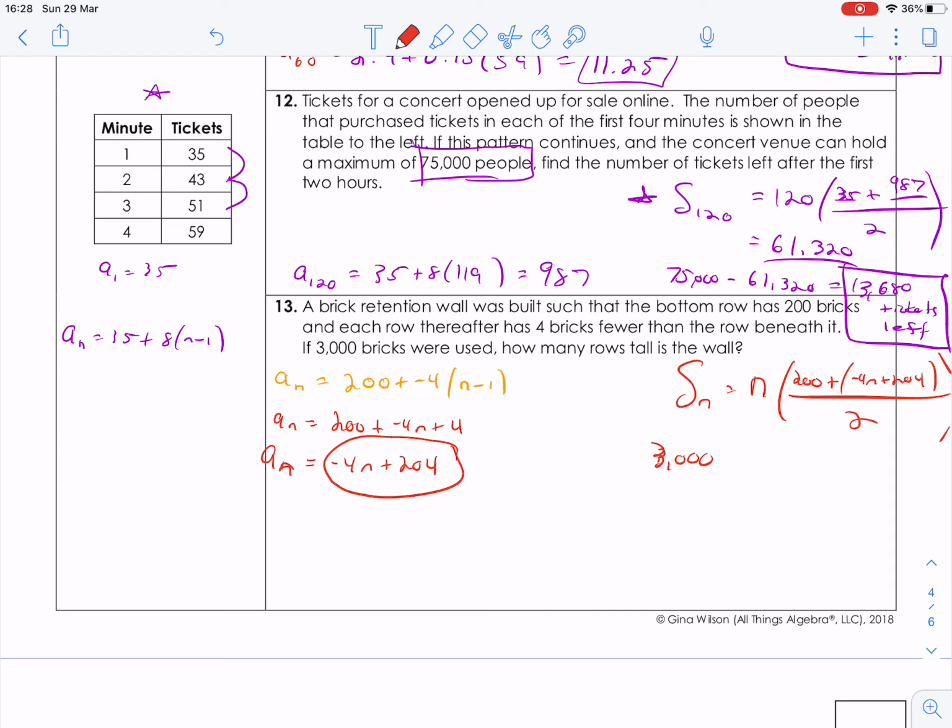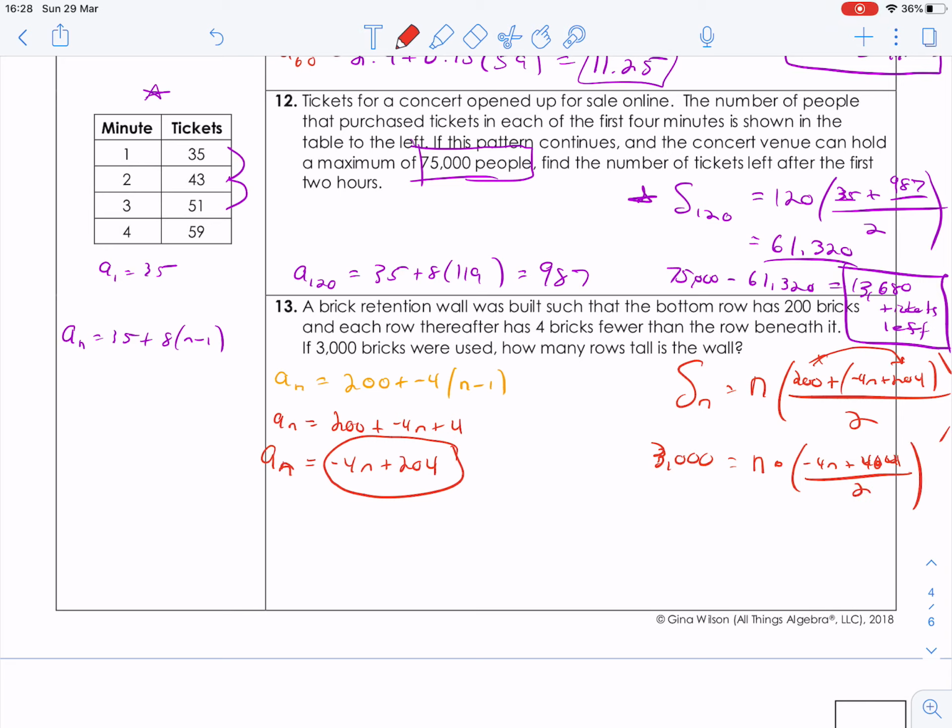Because 3,000 is equal to the amount of bricks used, and that's going to be the sum notation, series notation. So this is going to equal n times this whole thing, 200. Yeah, we could probably distribute this now. So we get negative 4n plus 204 plus 200. Combine like terms here, we get negative 4n plus 404 divided by 2.